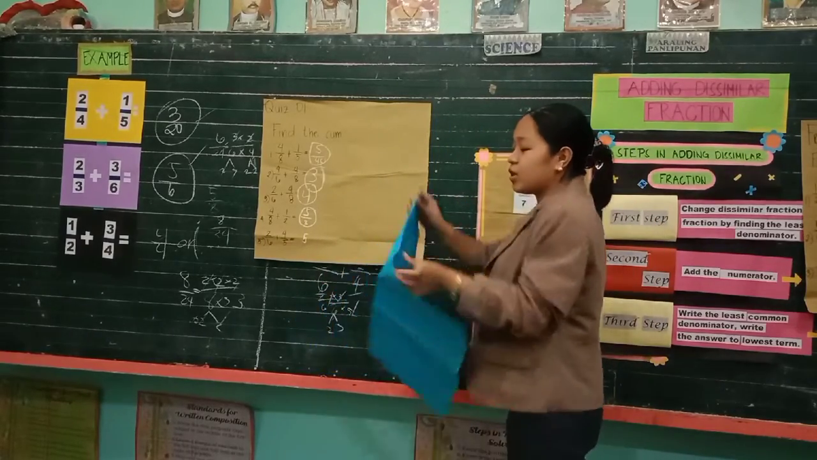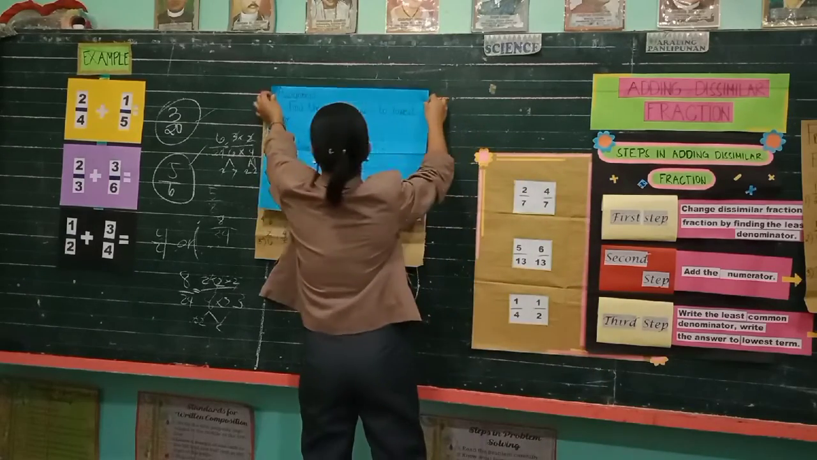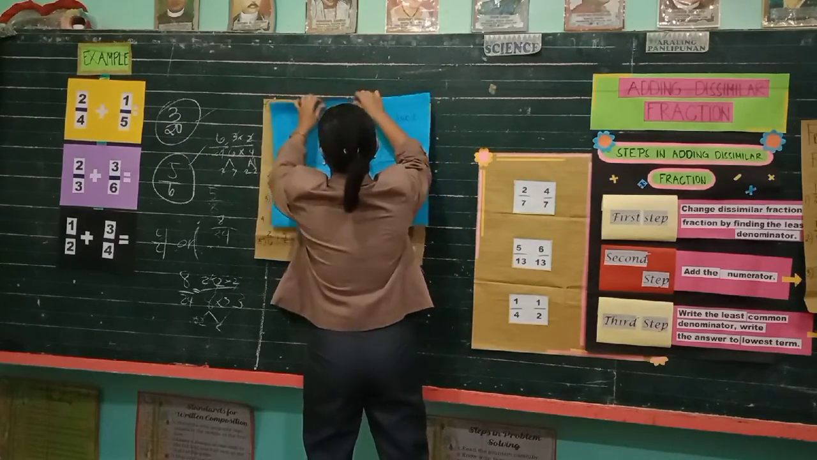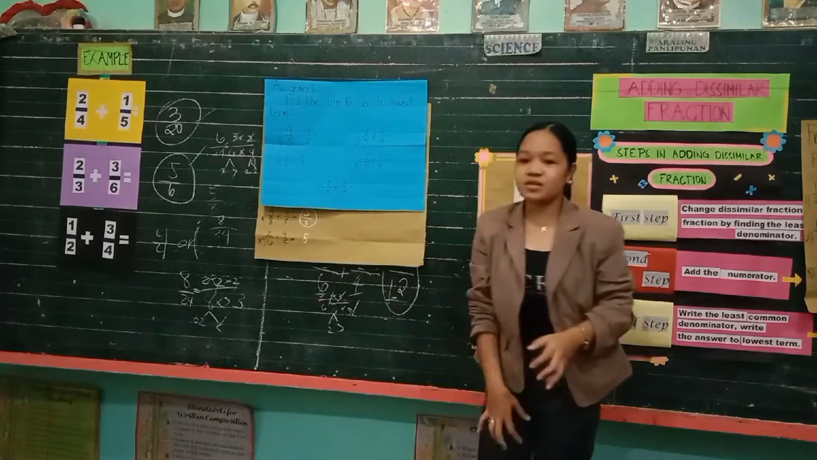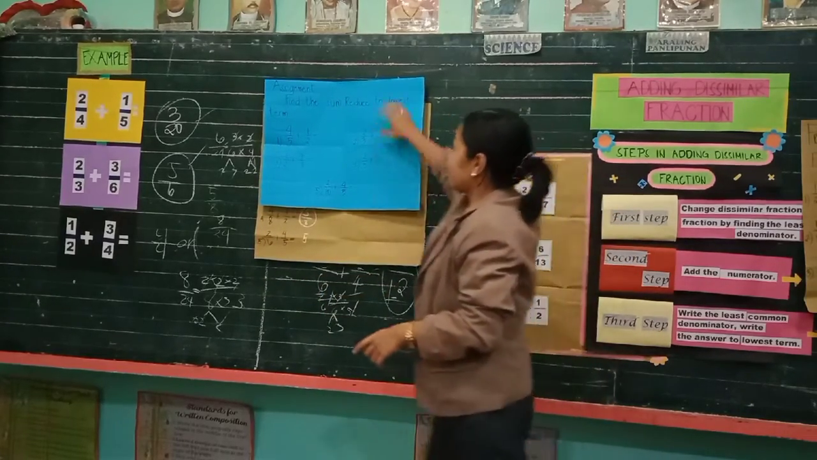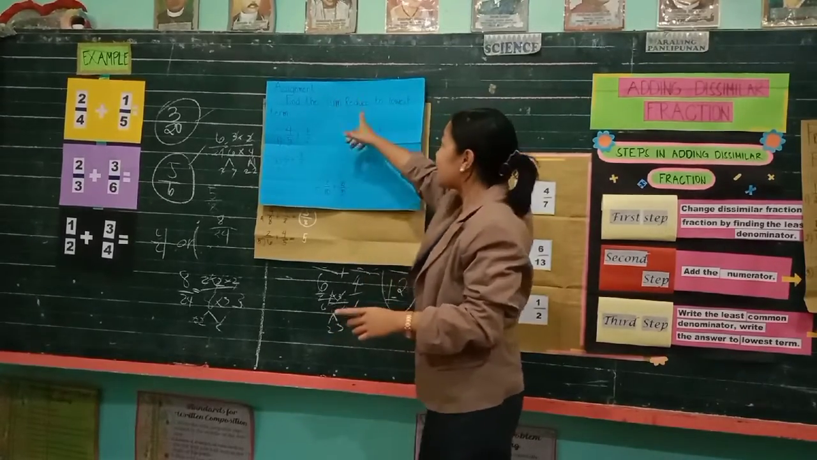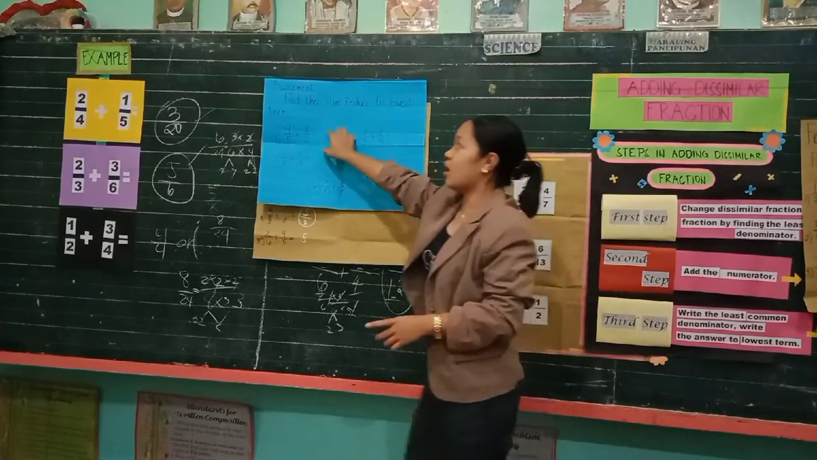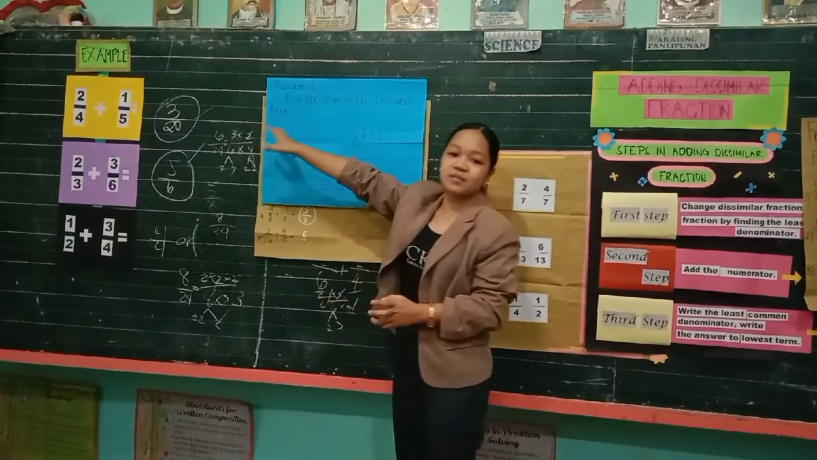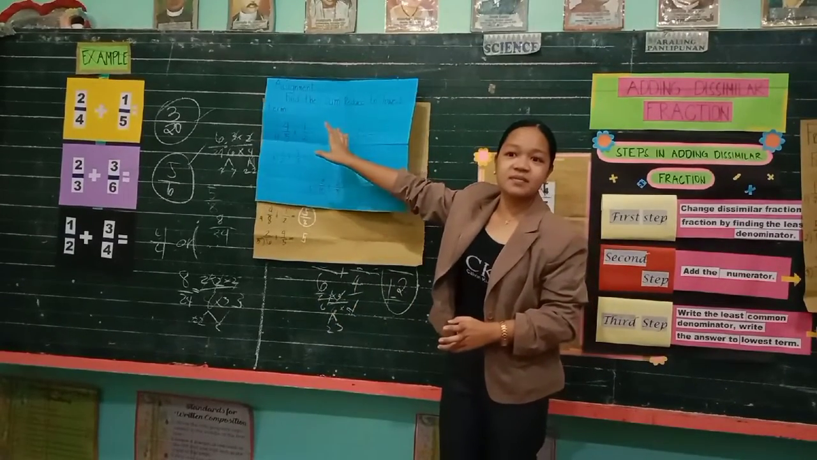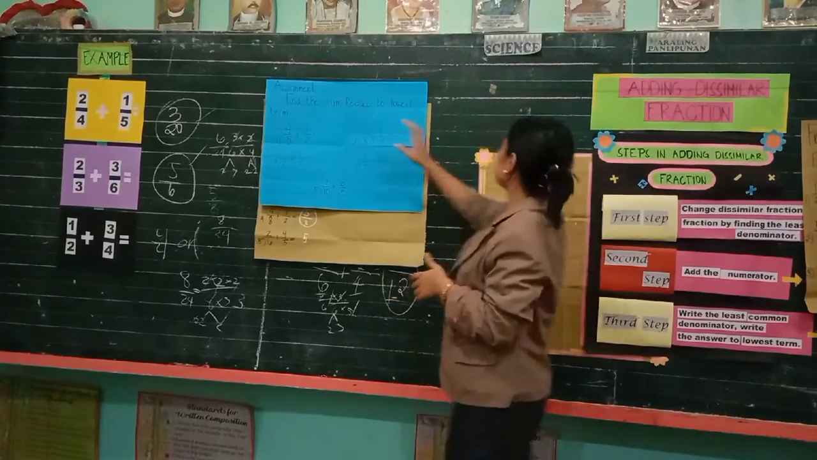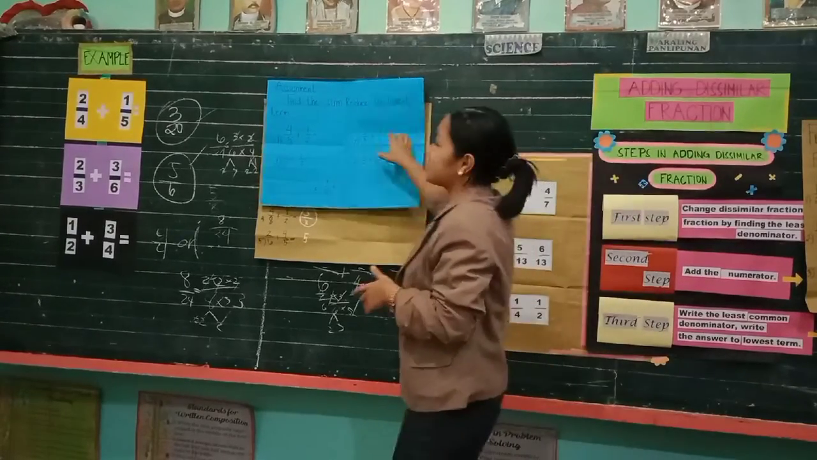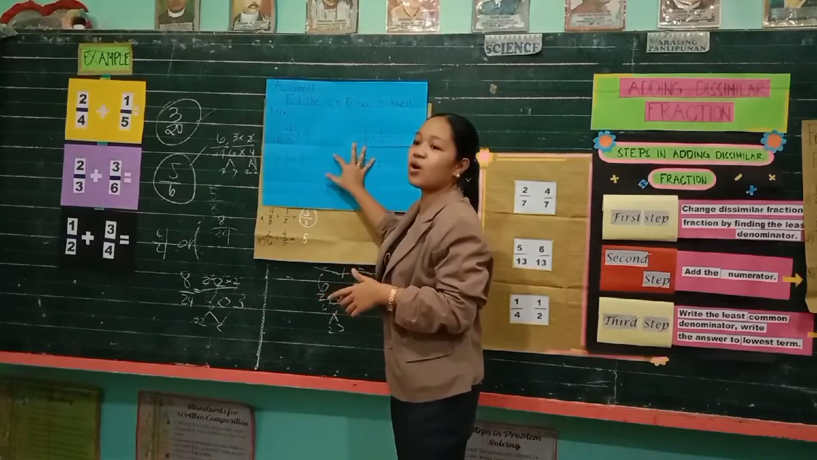So write it on your notebook and we will check it tomorrow. Alright. So copy and you will find the sum and if possible reduce it to lowest term. Alright. Did you learn something? Yes. Very good. So we are done discussing dissimilar fractions.